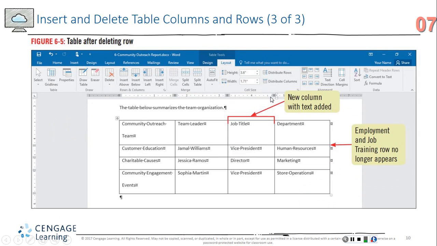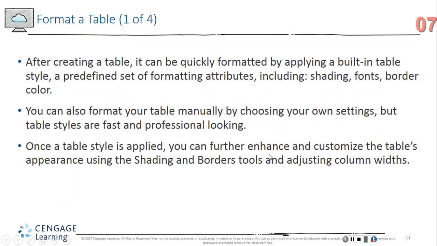Alright, so looking at the last figure for inserting and deleting table columns and rows, this is the new column with the text added. So now you can't tell that this column was added. Shouldn't be any different once you've added your text. Should look the same as any other column. So that's the finished product.